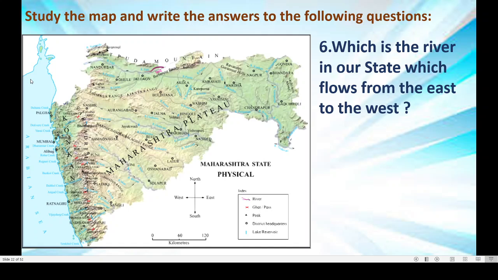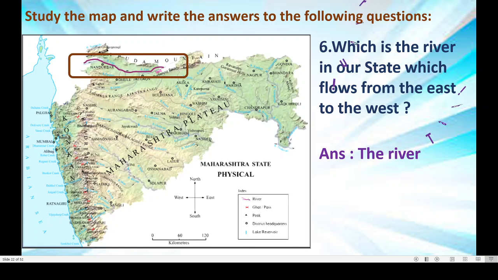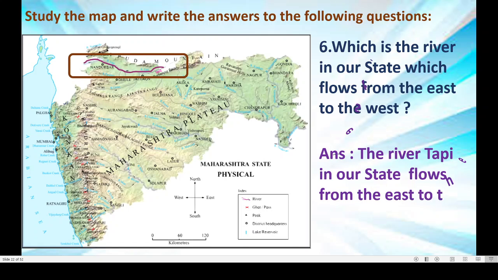Yes, I will show you here. See this. Can you see here? Again I will show you. See this. It moves from east side to west side. The name of this river is Tapi. The river Tapi in our state flows from the east to the west. This Godavari flows from west to east. Okay, and Tapi from east towards west. Okay.